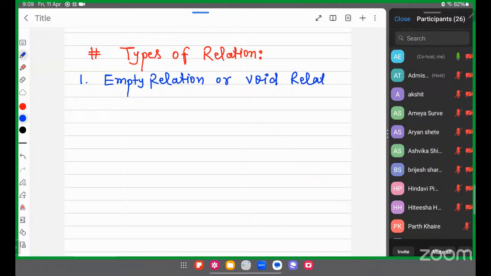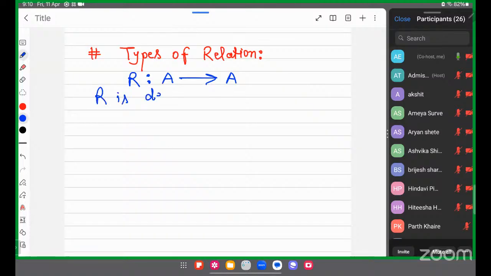What will be this type of relation? This relation will be given by phi, and you can state that the empty set is a subset of every set. So if we have a relation R defined from set A to set A, we write it as relation R is defined on set A. This is also known as binary relation, if the set is working as both domain as well as codomain.